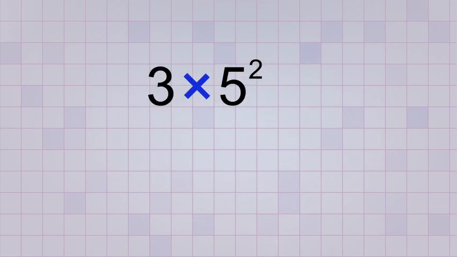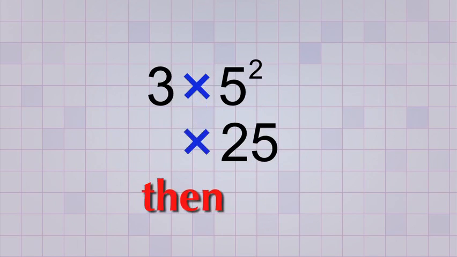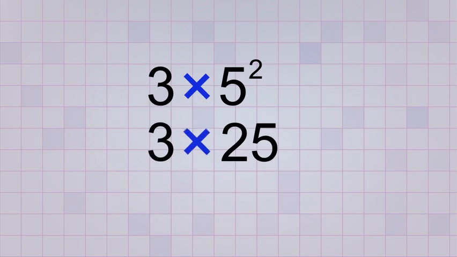The exponent is telling us to multiply 5 together twice. So 5 times 5 is 25. And after we do that, then we multiply the result by 3. So 25 times 3 is 75.